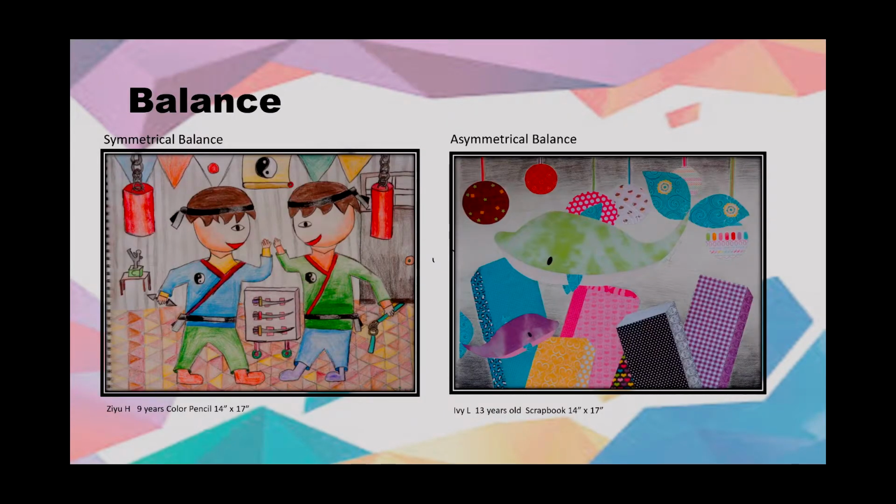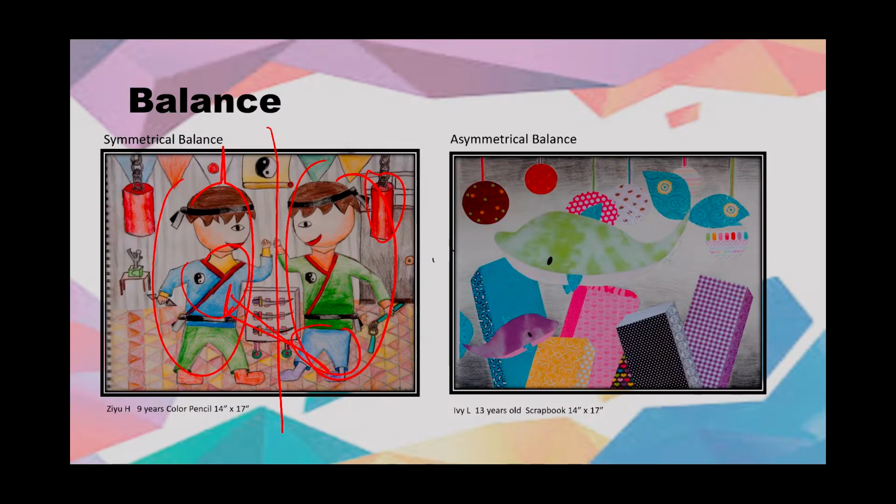Balance. Here we have balance, which is the even distribution of art elements that gives the artwork proportion, harmony, and a sense of control. The color pencil drawing here shows symmetrical balance. As we can see on both sides of the drawing, the elements are even, including the two main characters, here and here, the colors they are wearing with the tops and their bottoms, and the background.